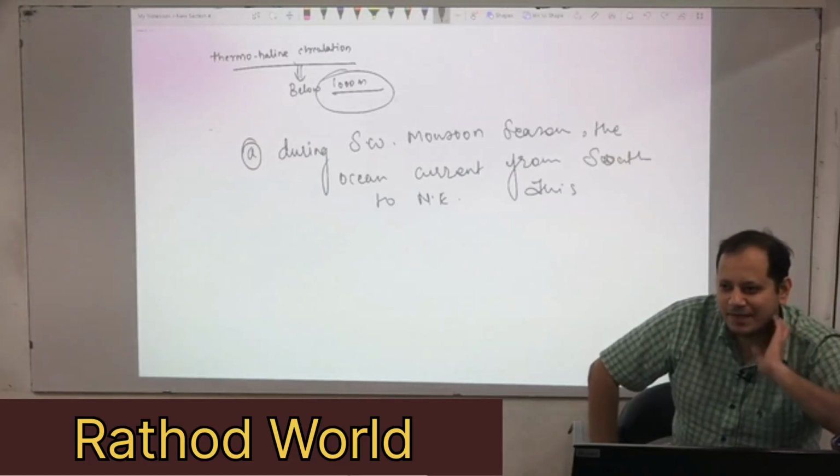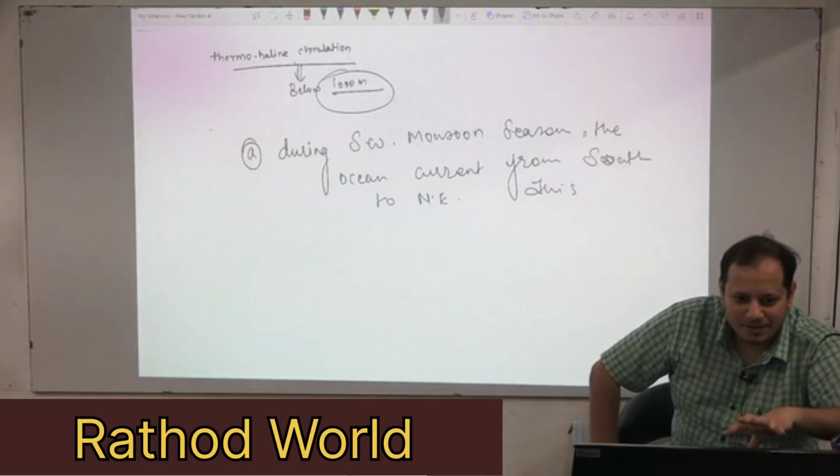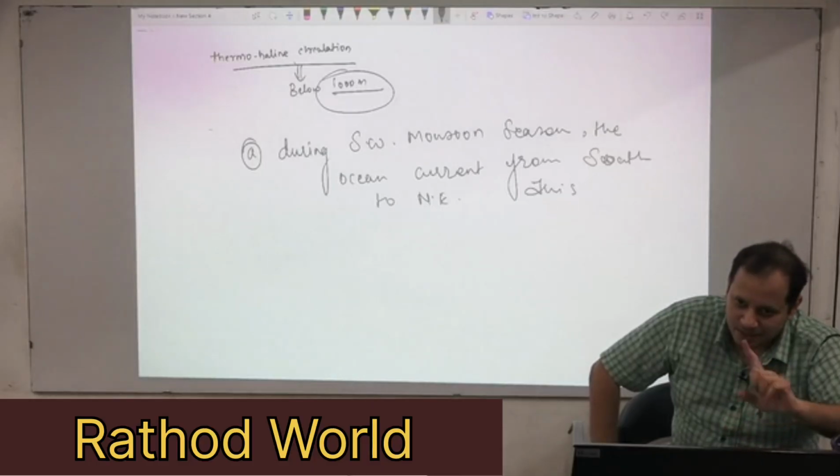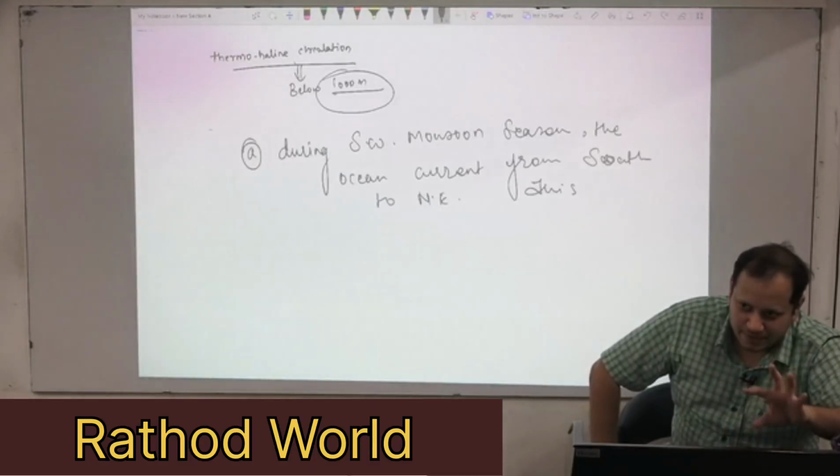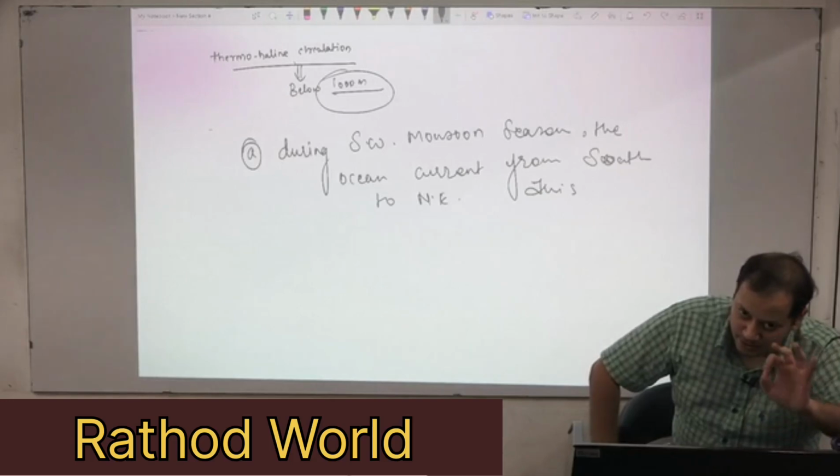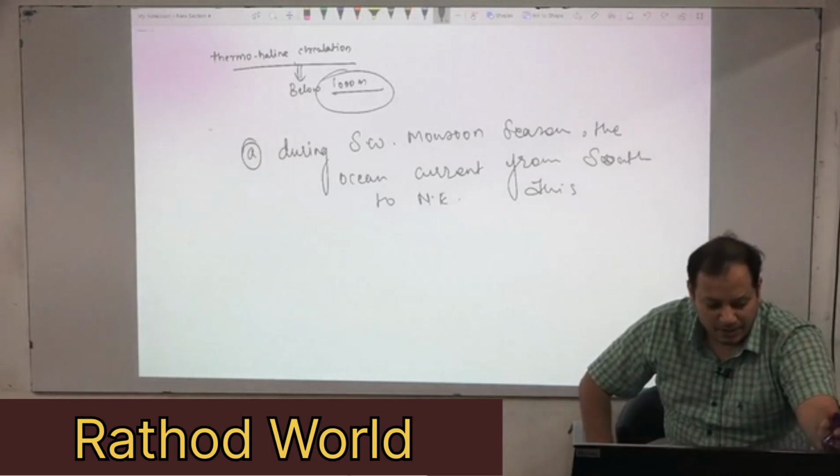Is the monsoon wind divided into Arabian Sea branch and the Bay of Bengal branch? Yes. So the ocean current is also divided into the Arabian Sea branch and the Bay of Bengal branch. During this season, counter equatorial current is absent.